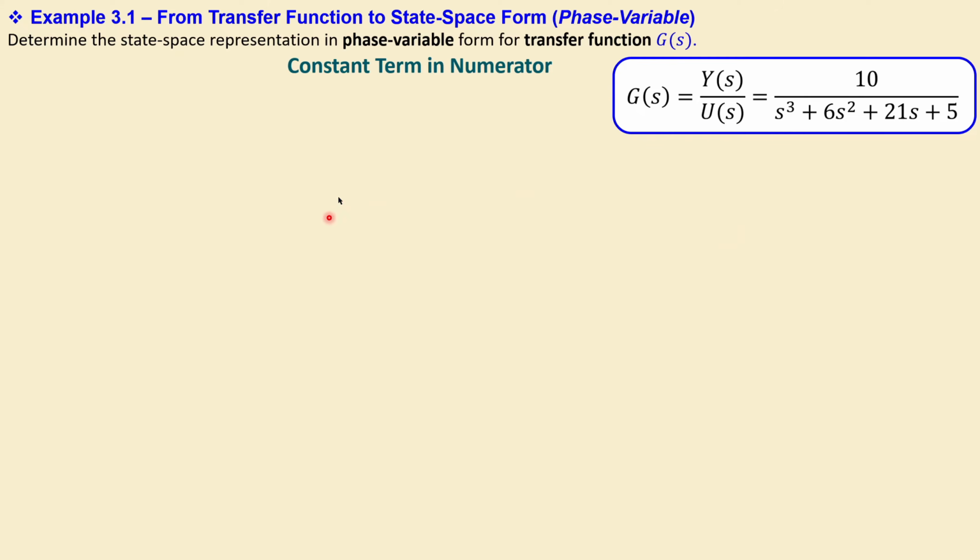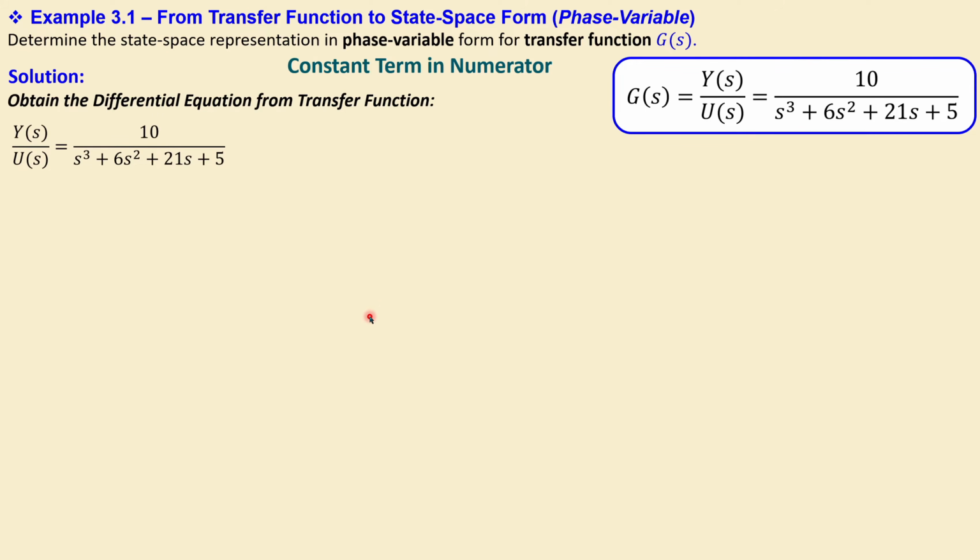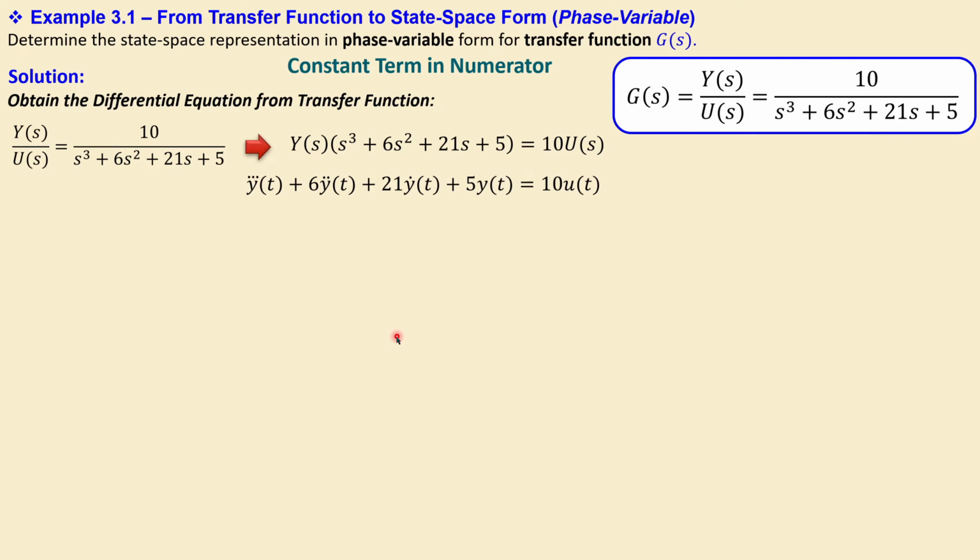How do we start? Now it has a constant term in the numerator, so we'll discuss shortly why this is important. Let's go to the solutions. Obtain the differential equation from this transfer function. Now we have this given y over u in the Laplace domain, shown here again. Now let's cross multiply, so y times the denominator is equal to 10 times u, shown here. Now we go to the time domain representation, of course, assuming all the initial conditions are 0.